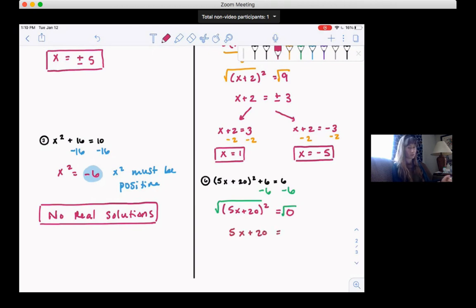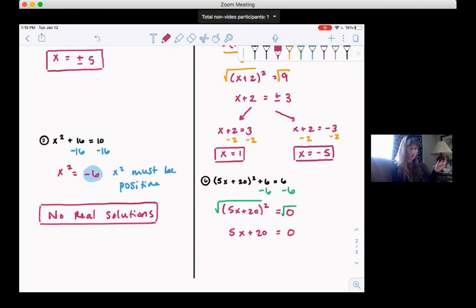And then on the right, we have square root of 0. And this is the one number that we don't have to worry about plus or minus for, because plus 0 is exactly the same as minus 0. They're both just 0. So square root of 0 is just 0 by itself. So we end up with 5x plus 20 equal to 0.